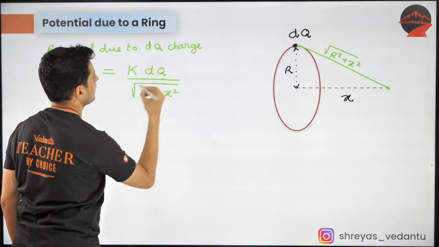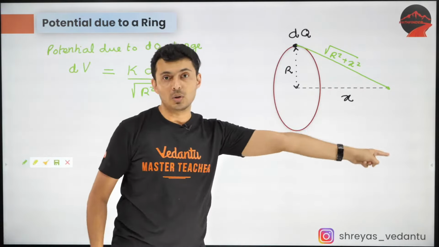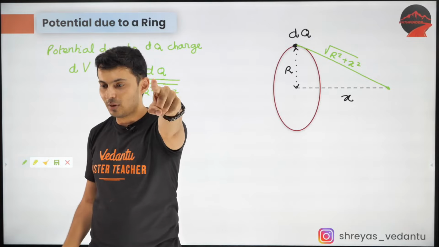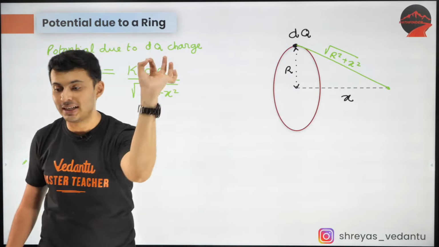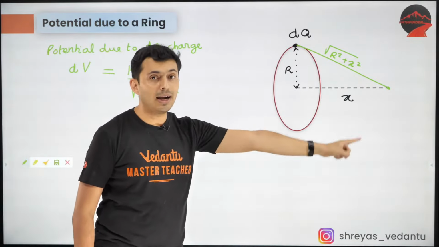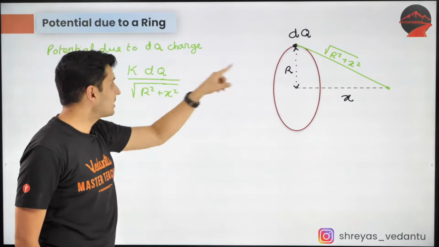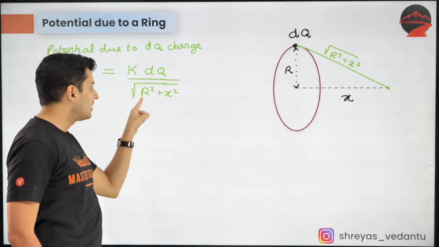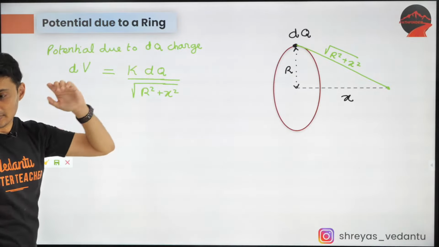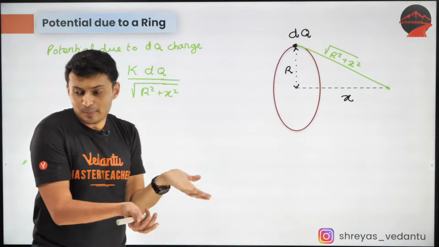I hope you see that. I just told you the potential due to a point charge is nothing but kq by r. So that's all I have done. Potential due to the dq charge will be k into the charge divided by the distance. That's all I have done. Now, you don't need the test charge, Bhargav.